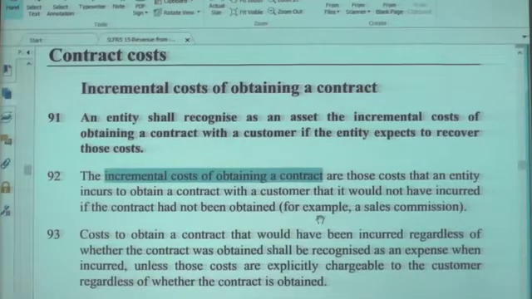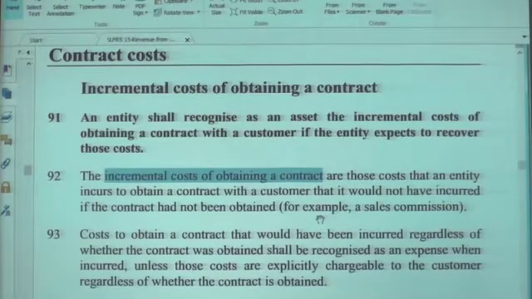Assume you will bid for a contract next year with the government. You will appoint a team. You will ask them to prepare a project proposal, to prepare a presentation, and to travel abroad and do the presentation. Everything you will ask them, they will do. Thereafter, you will win the project. Clear? That cost is directly attributable to the project. Is that clear? Incremental cost of obtaining a contract.